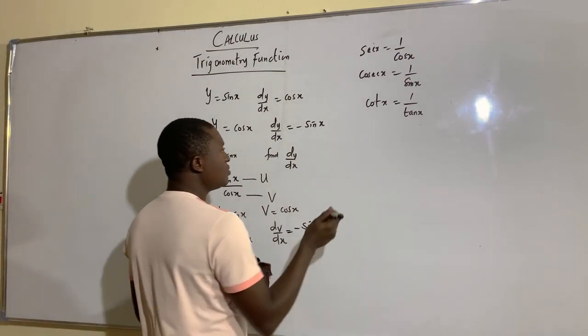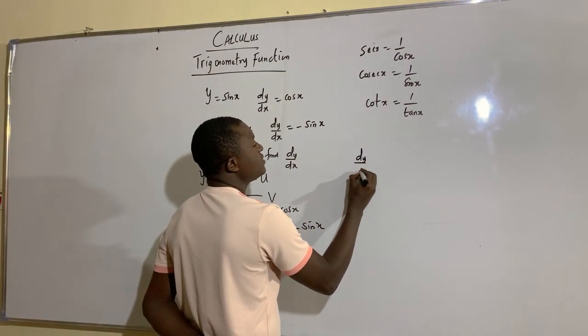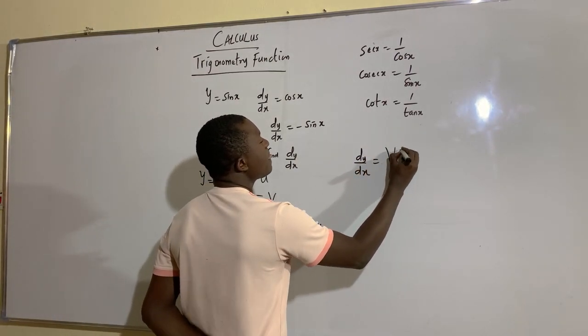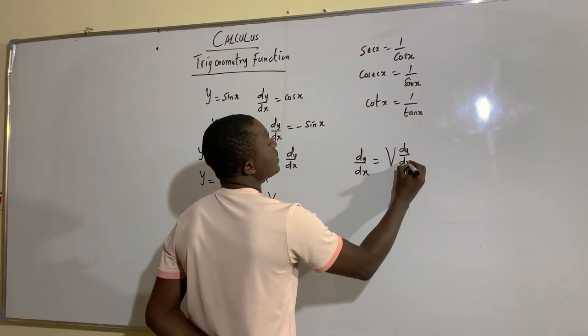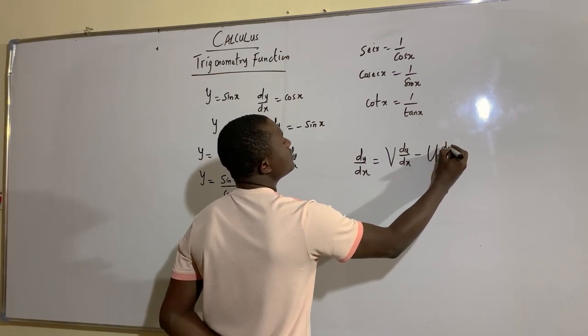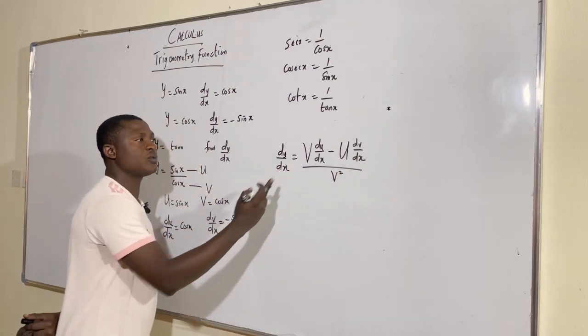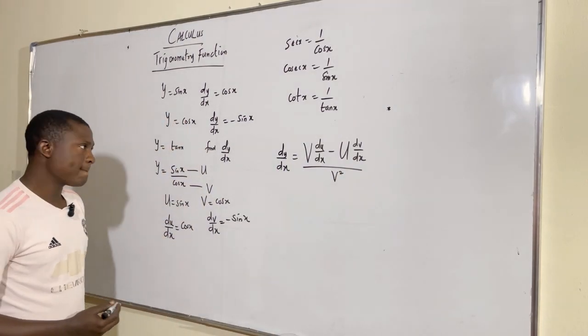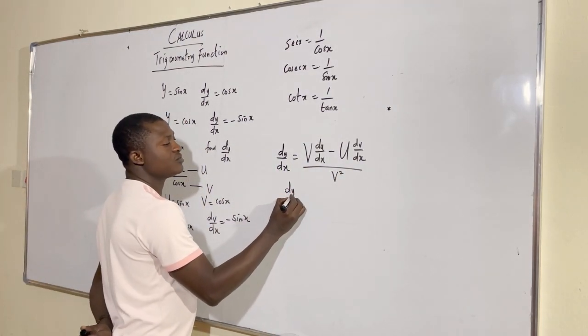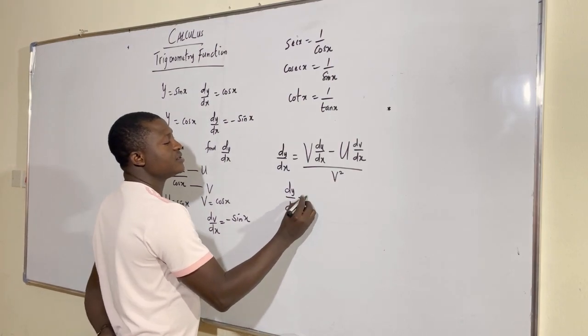For the quotient, we know the formula is dy/dx is equal to v du/dx minus u dv/dx, all divided by v squared. Remember this formula for the quotient? So here we have dy/dx is equal to v.